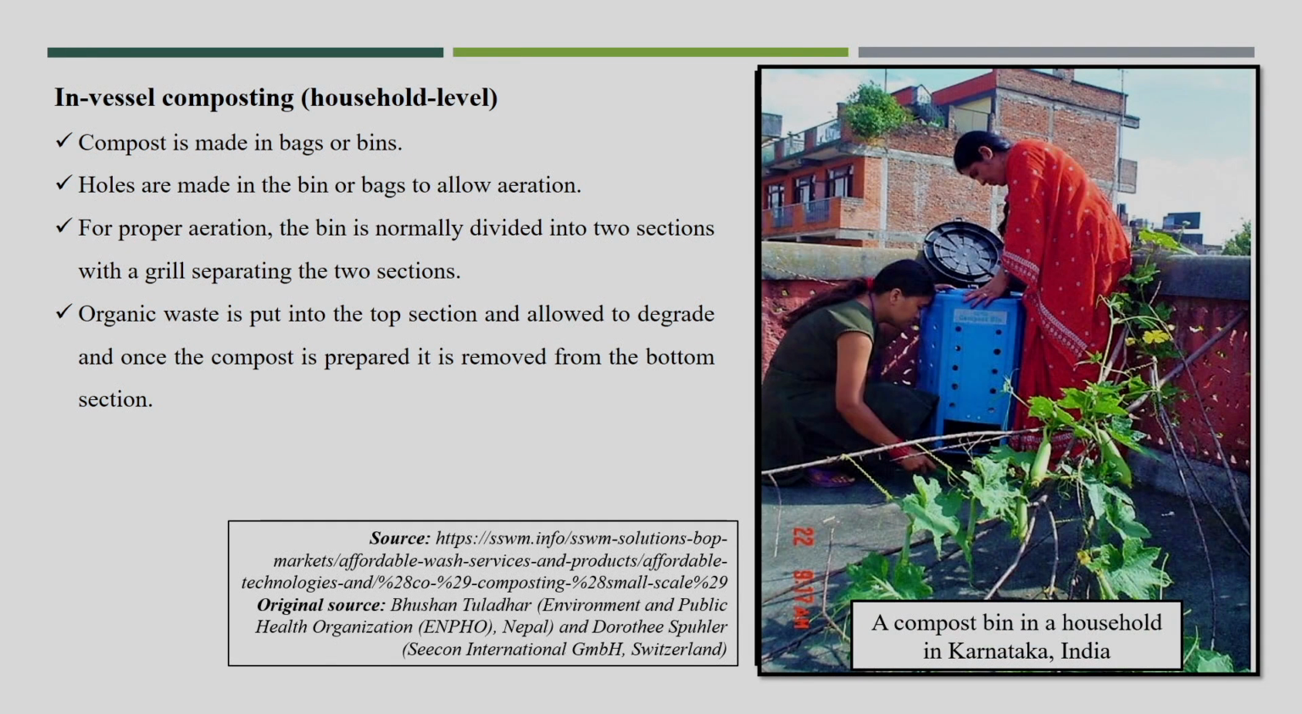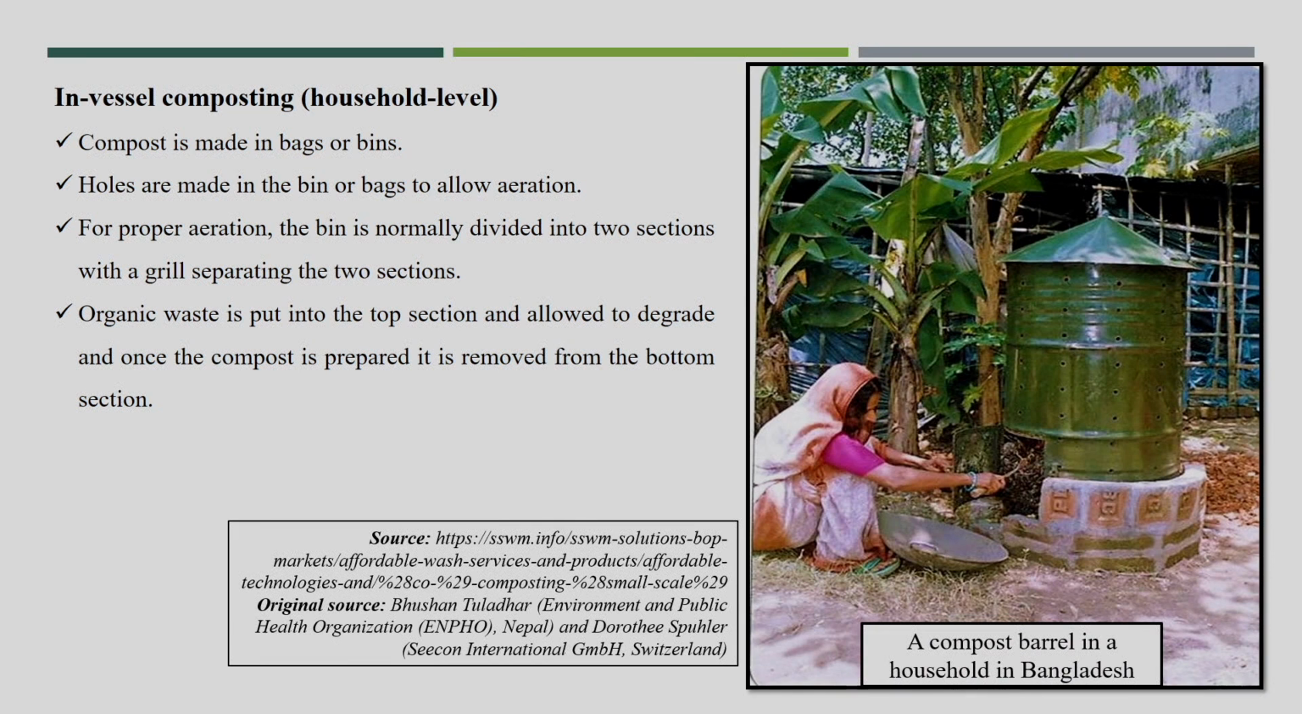This is another kind of composting bin that can be used at household level. You can see the lady taking the final prepared compost from the bottom, and waste is put in from the top. You see that holes are made in the drum so that aeration is possible. This can be done at household level, and also at apartment or community level.